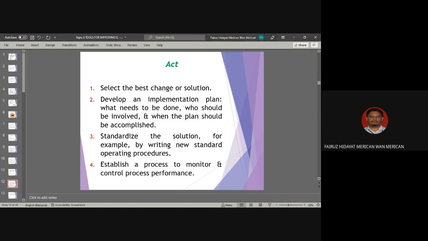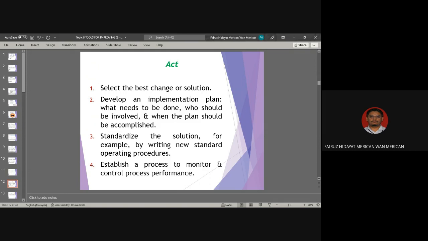And once they apply the new solution, they have to standardize it. The example given there is by writing new SOPs for that particular process. Okay, because the previous SOP is no longer relevant, because that SOP was involved in the situation where you had the lack of quality. So when you have the new solution that improves the quality, then you need to rewrite the SOPs according to that new solution. So that will be the guideline in terms of how the employees will carry out their tasks, whether it's to manufacture the products or to provide services to the customer.